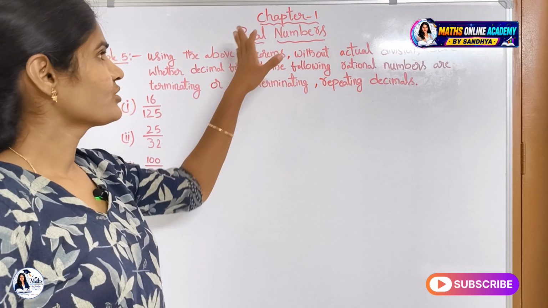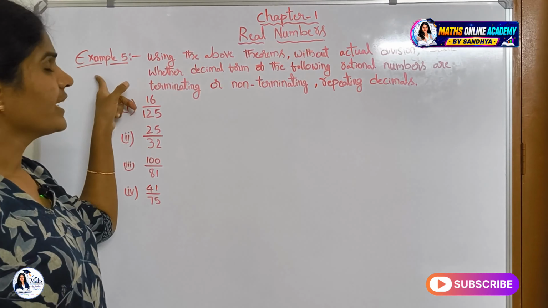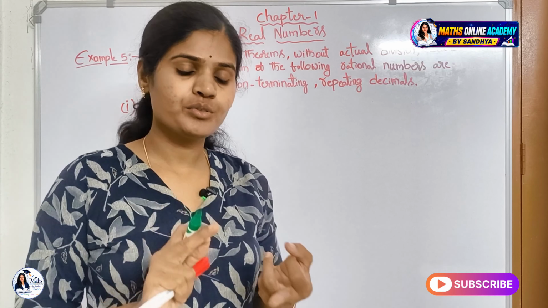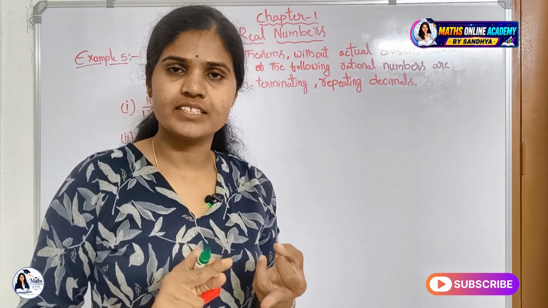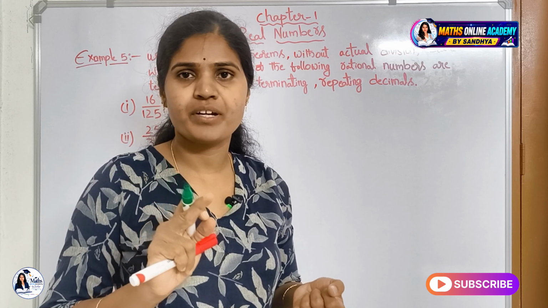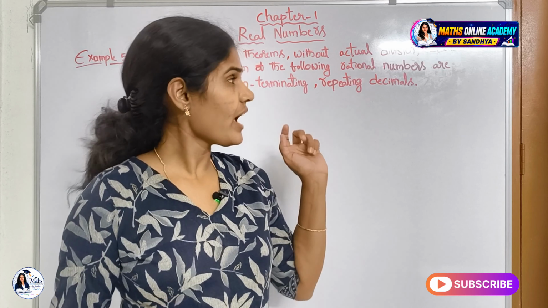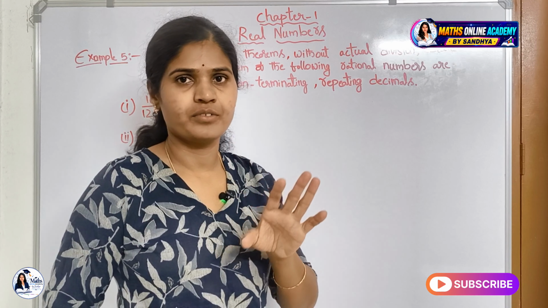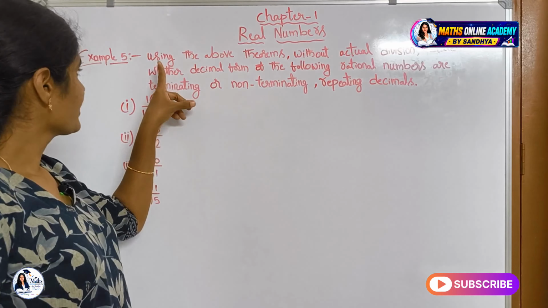Today's topic is Chapter 1, Real Numbers, Example 5. Using examples 5 and 6, you can solve all of exercise 1.3. Today I will explain example 5. So what is the question?